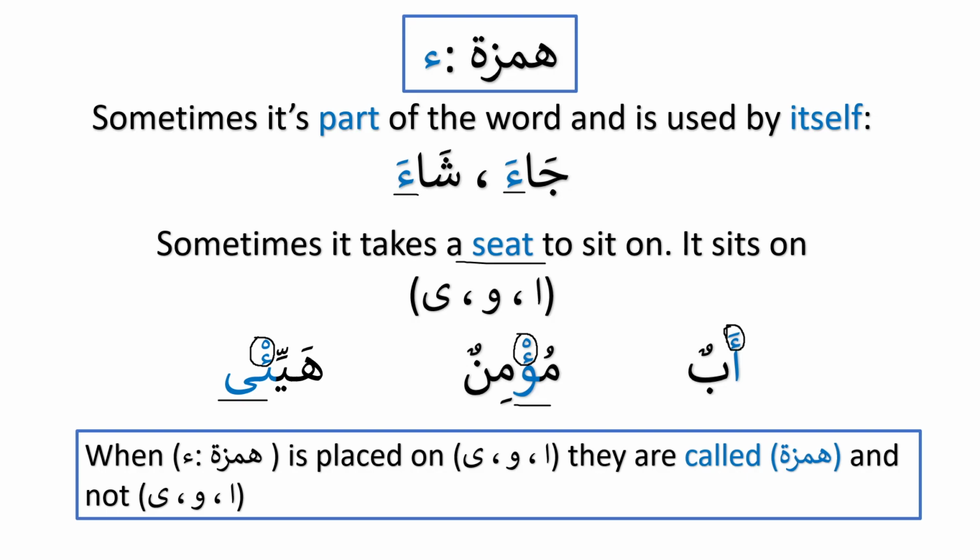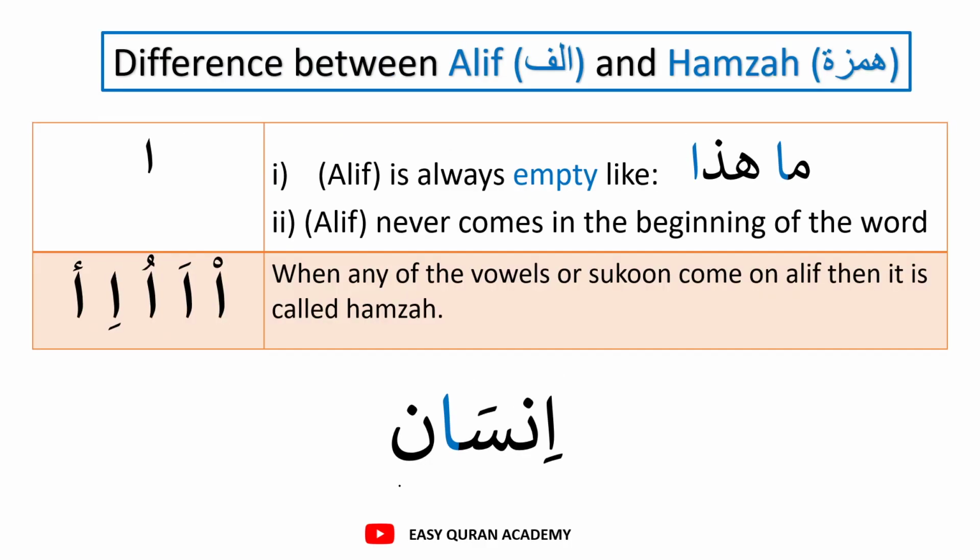Now something interesting. When Hamza is placed on alif, waw, or ya, they are called Hamza and not alif, waw, and ya. So something that you need to notice and note down, that when we put Hamza on alif, waw, and ya, then they are called Hamza and we do not call them alif, waw, and ya. This information is very important.